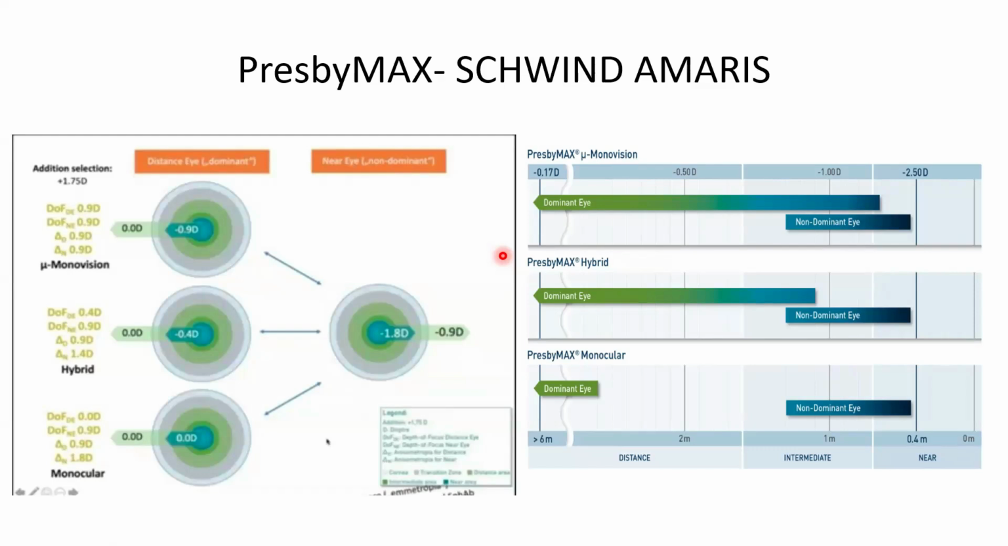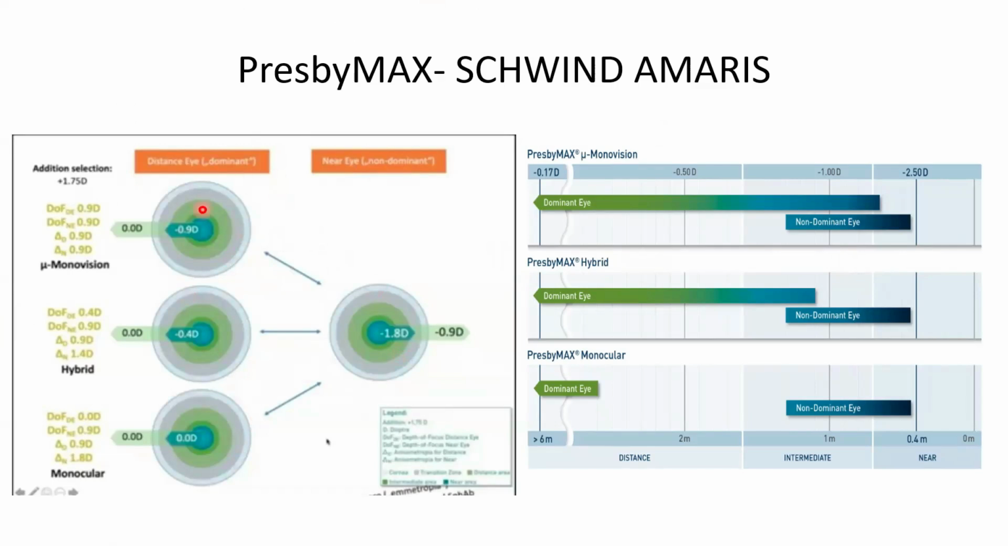So central presbyLASIK has broadly two types. Two types being PresbyMax by Schwind and SupraCore by Technolas. So I am going to explain to you about what PresbyMax means. If you look at the diagram on the left and the right, I'm going to explain it to you. I just want you to look at the diagrams.